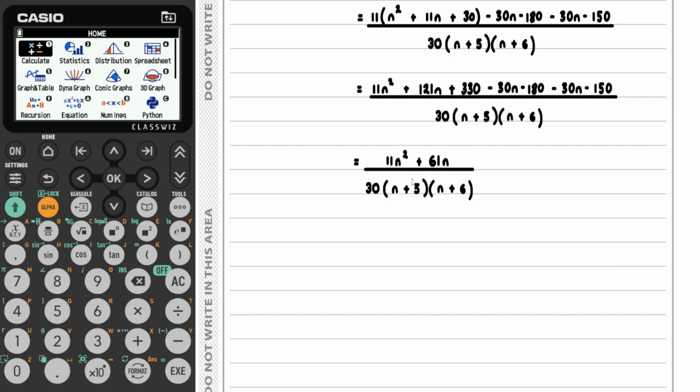From the numerator we can factorize out an n. We would have n multiplied by 11n plus 61, and for the denominator we have 30 times n plus 5 times n plus 6. So we have a which is 11, b which is equal to 61.